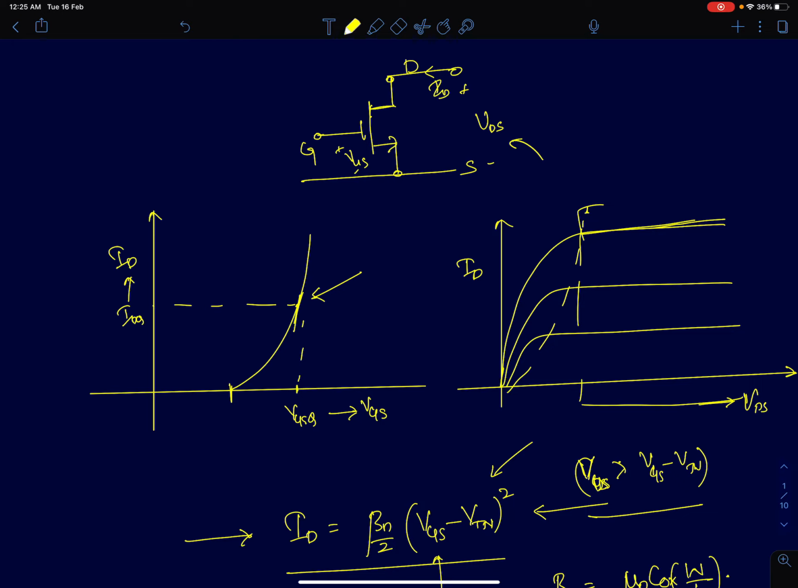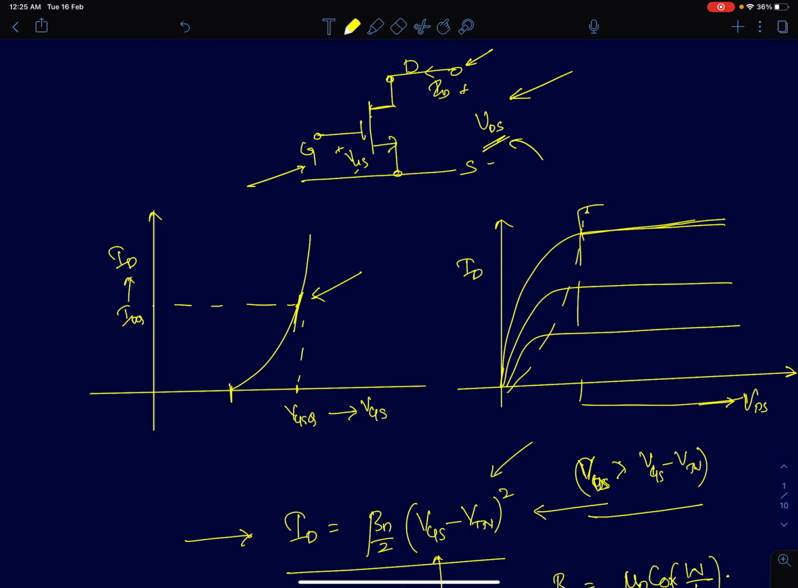Hi everyone. In the previous lecture, we discussed the IV characteristics of a MOS device, and then from that we derived the small signal model of a MOS device. So shown here is a 3-terminal MOS device with the gate to source as the input voltage and the drain current as the output current and the drain to source voltage VDS as the output voltage.